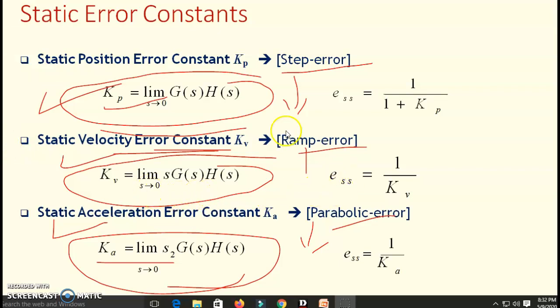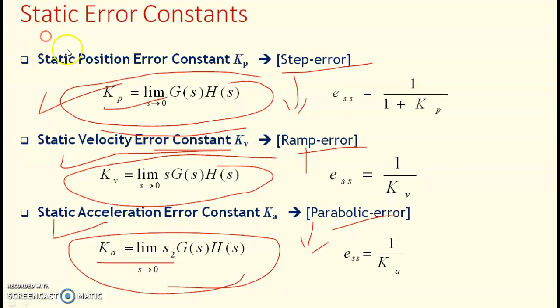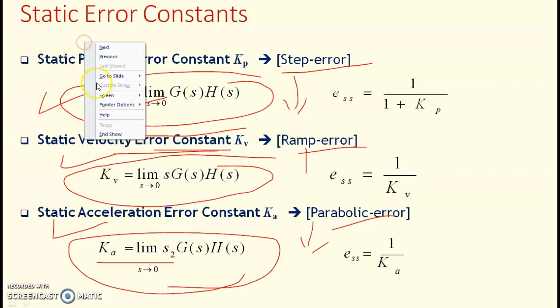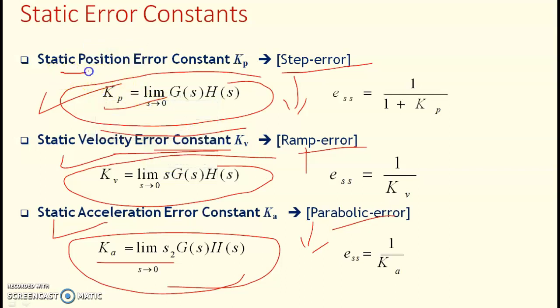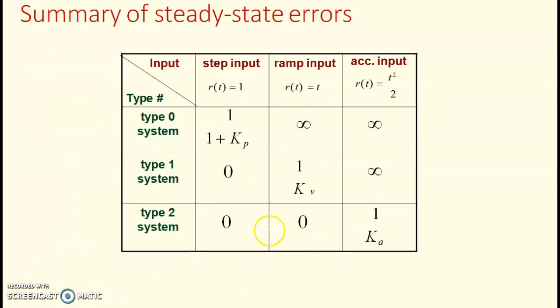Hello everyone, continuation of this lecture 3 is static error constants. We know the different inputs we have to consider here for the different error constants: positional error constant, velocity error constant and acceleration error constant. That can be given by a standard table of type 0, type 1, type 2 systems and corresponding inputs: step input, ramp and acceleration, or we can call it parabolic.